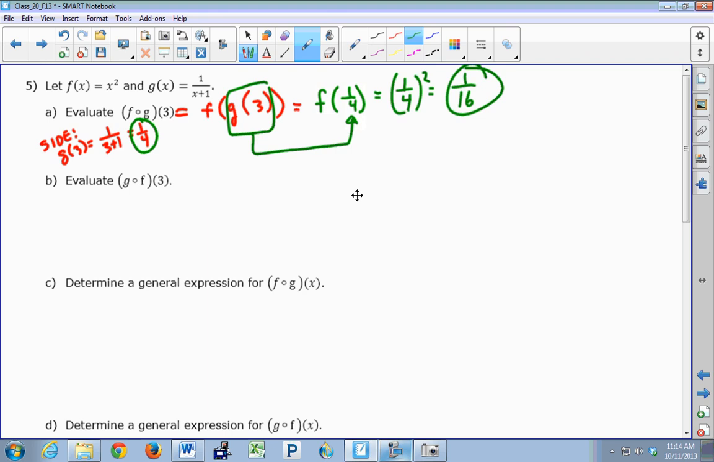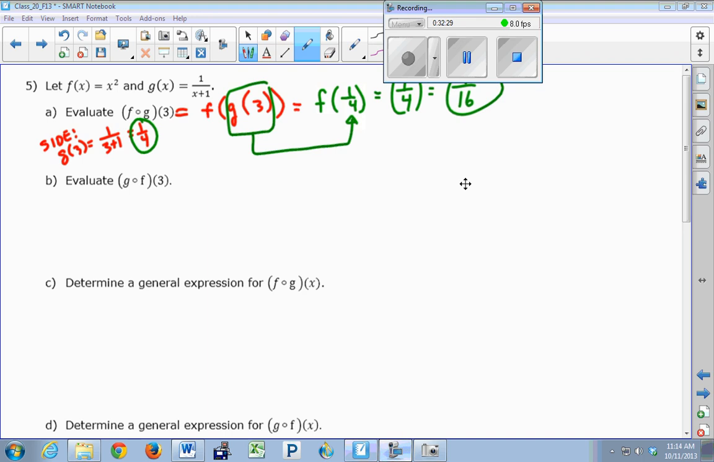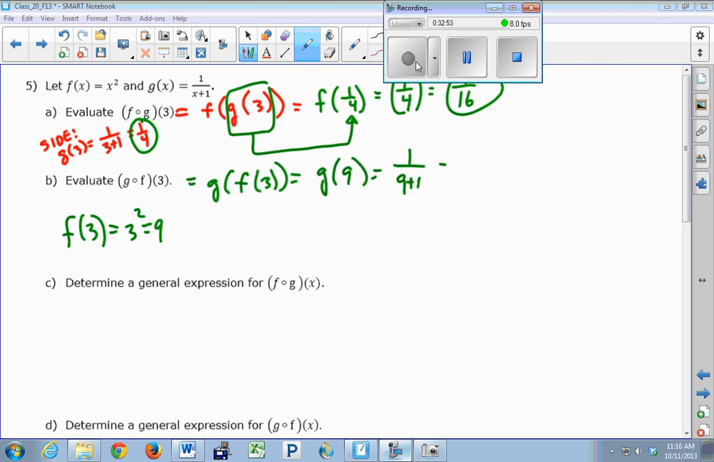Any questions on that? So I'd like you at your seats to try g of f of 3, the composition of g of f of 3. See what it is. It's 1/10, right? G of f of 3. First we put 3 into the f function. So f of 3 off on the side of your paper is 3 squared, which is 9. So we get g of 9, and now we do 1 over 9 plus 1, which is 1/10.